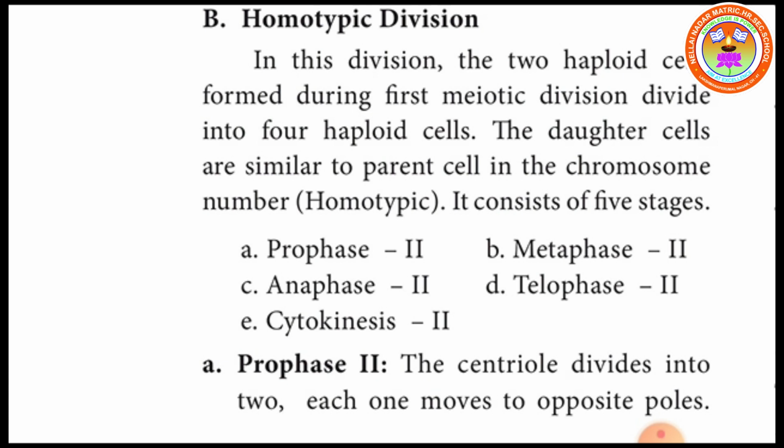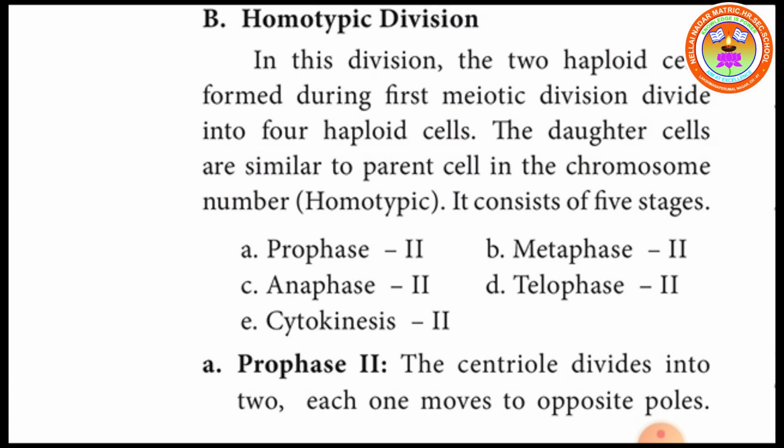The daughter cells are similar to the parent cell in their chromosome number. The two daughter cells at the end of the first meiosis are haploid, and when meiosis 2 is over, the four daughter cells are also having the haploid chromosome number only, like their parents. Hence it is called homotypic division.